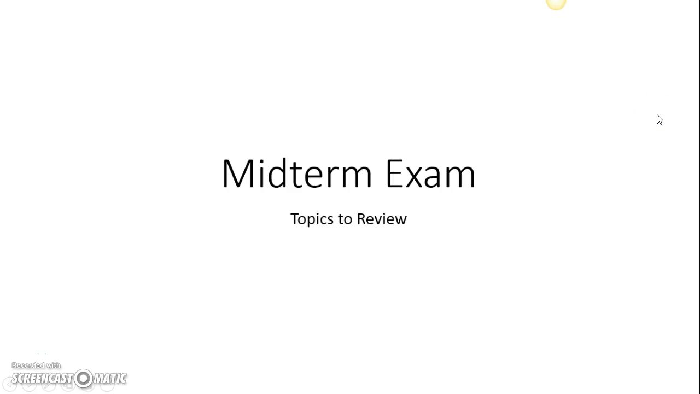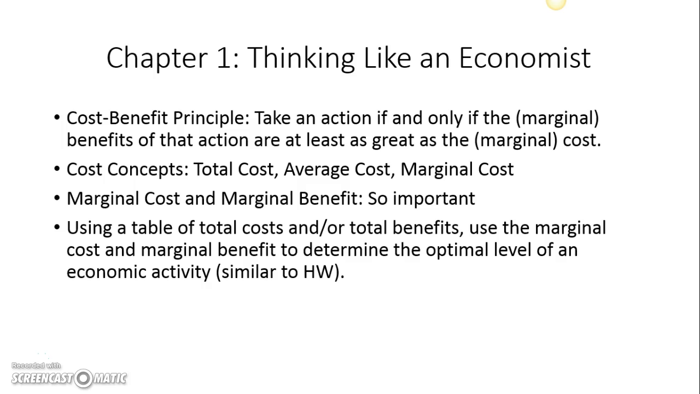So I want to do a quick midterm review and go over the topics that we're going to be covering for the midterm. From chapter 1, the most important thing is the cost-benefit principle and understanding that you only take an action if the marginal benefit is at least as great as the marginal cost. So we covered a lot of different cost concepts: sunk cost, implicit cost, total cost, average cost, marginal cost. But the most important one is the marginal cost. And so understanding how to calculate marginal cost and marginal benefit is just the most important thing that you're going to take out of this chapter and out of this entire course.